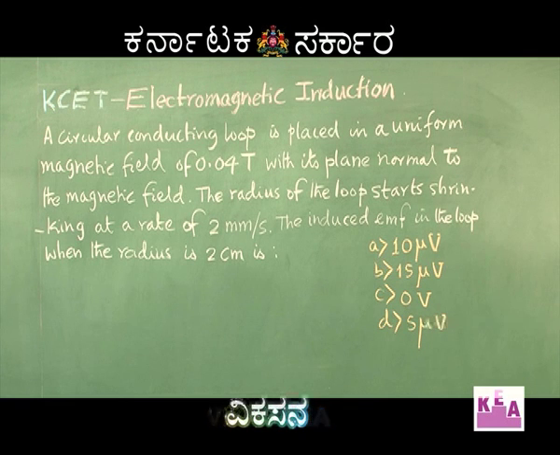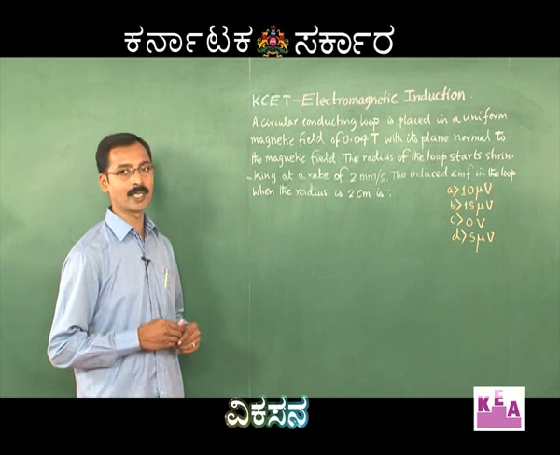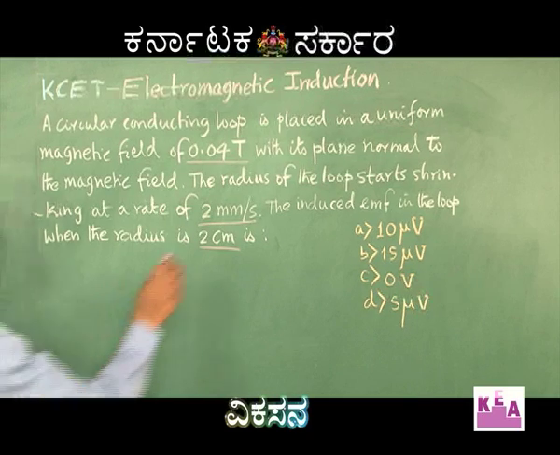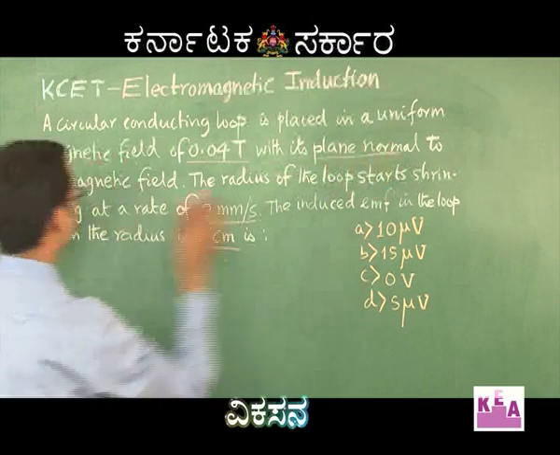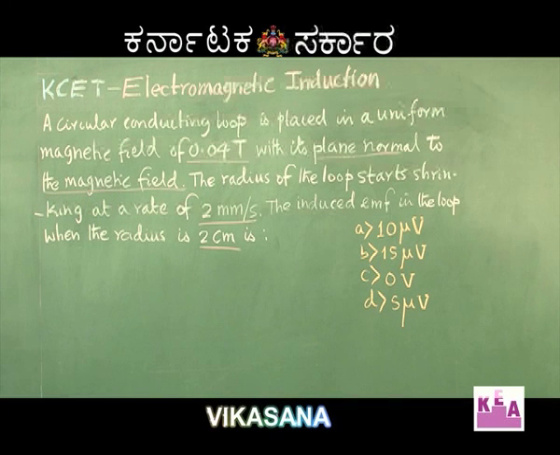Here you are shrinking the radius. If you shrink the radius, the area of the loop goes on decreasing. Therefore, there should be an induced EMF in the circuit. We have to calculate the induced EMF in the circuit. Magnetic field is given, which is 0.04 Tesla. The radius of the loop is given, that's 2 centimeter, and the rate of shrinking of radius is given, that's 2 millimeter per second, and the angle between the magnetic field and the area is 0 degree because the plane is normal to the magnetic field. Therefore, theta is equal to 0 degree.